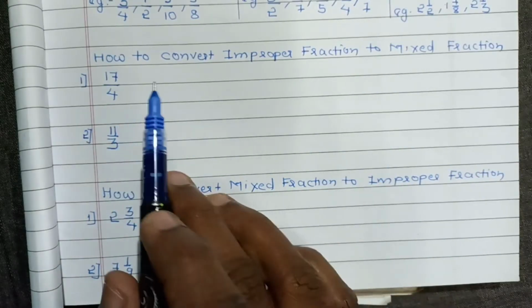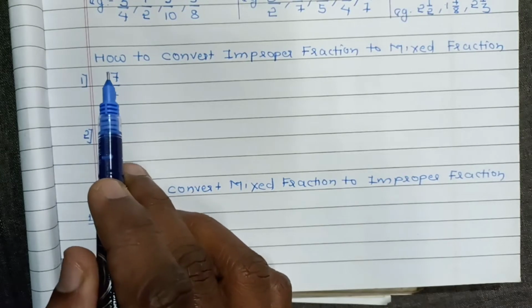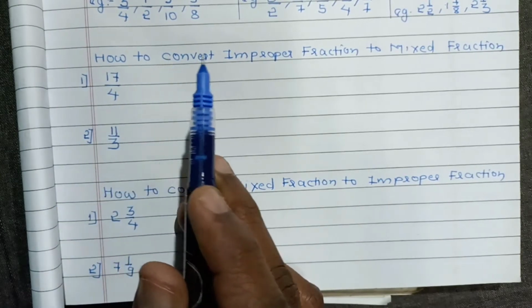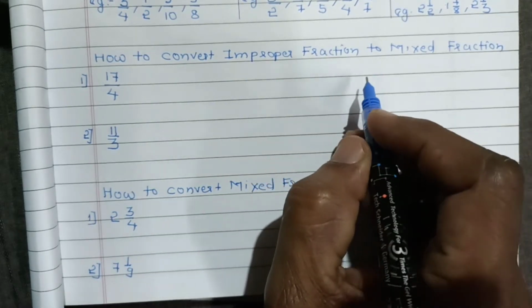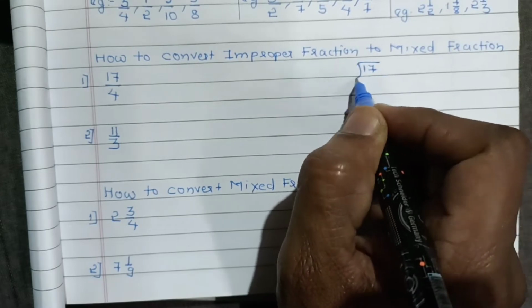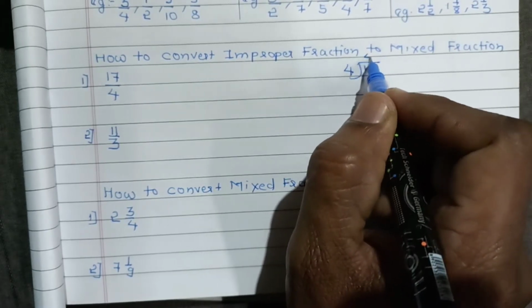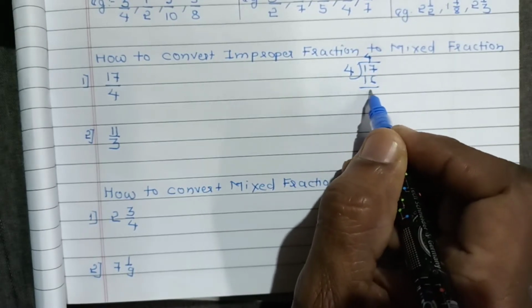Next, you must know how to convert improper fraction to mixed fraction. 17 upon 4 is an improper fraction and you must know how to convert this into a mixed fraction. Let me do it here. So 17 upon 4. You have to divide this, 17 divided by 4. Only one time you have to divide. 4 4s are 16. So 17 minus 16 is 1.